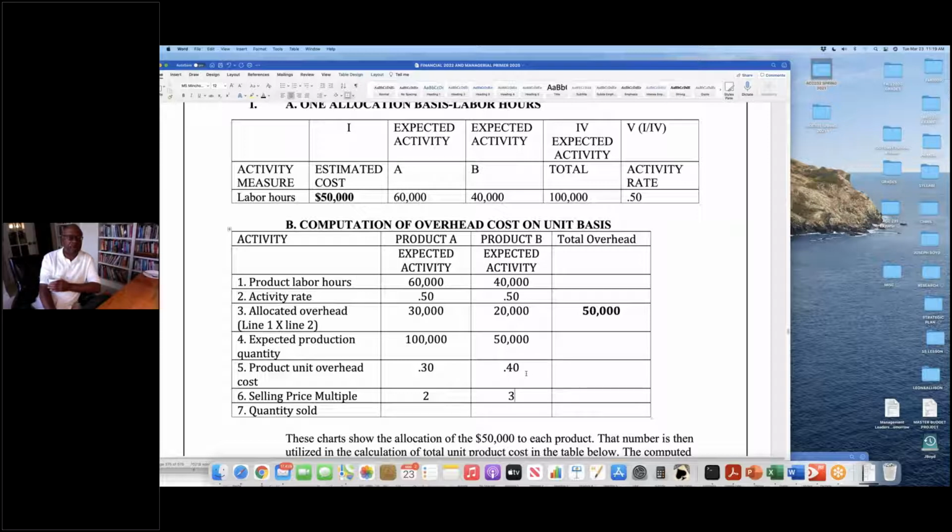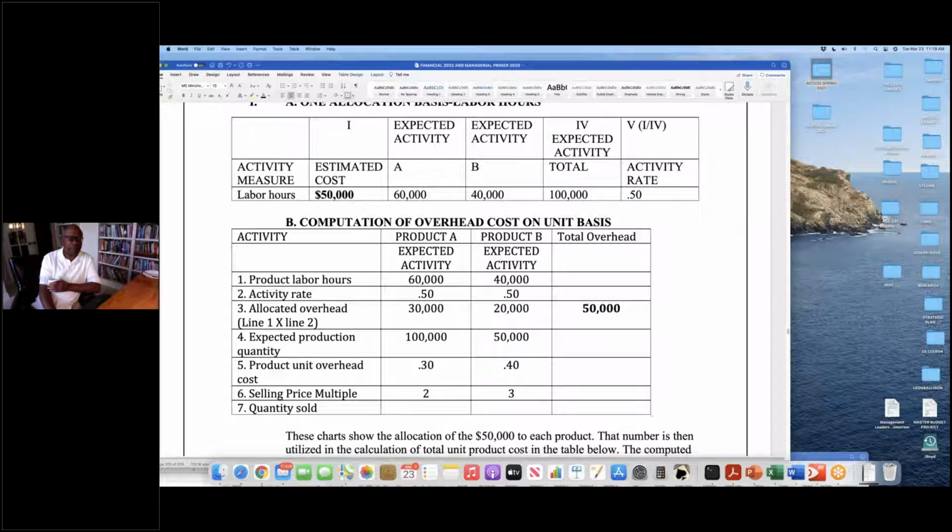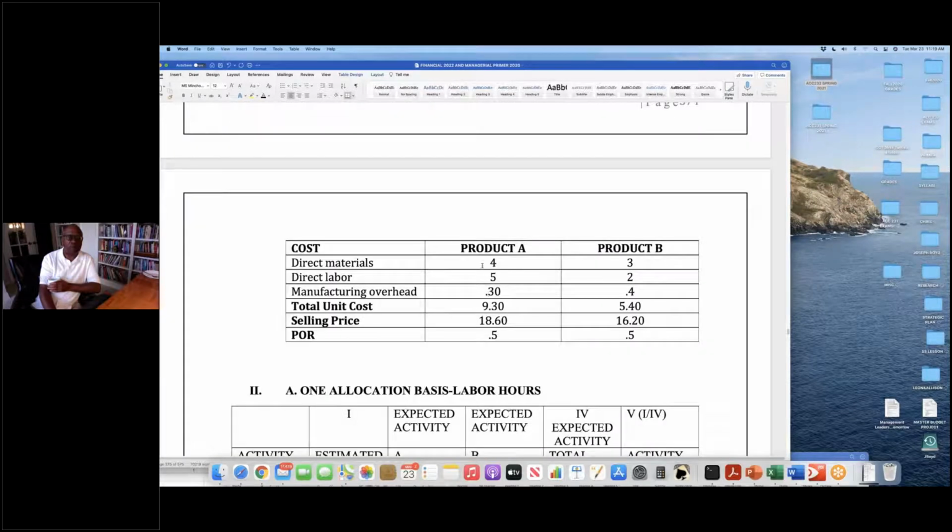So what's the next thing we need to do now? Got to come up with a selling price. Manufacturing overhead, right? We're going to fill out this chart to come up with the unit cost of product A, selling price and POR, unit cost of product B, selling price and POR. We'll see if y'all can take 5 minutes to fill the chart out.